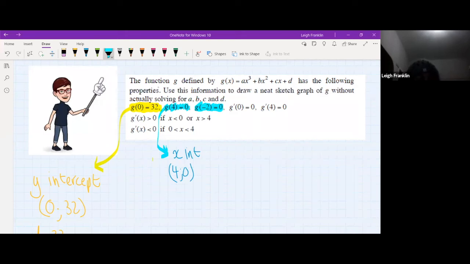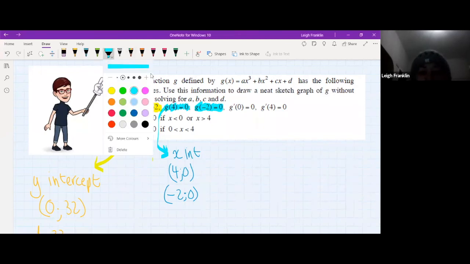Exactly. That's it. Well done. It is another X-intercept. When X is equal to -2, Y is equal to 0. Another X-intercept. Okay, cool. We're breaking this down. Next thing.